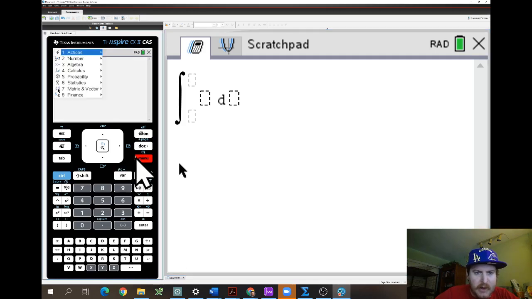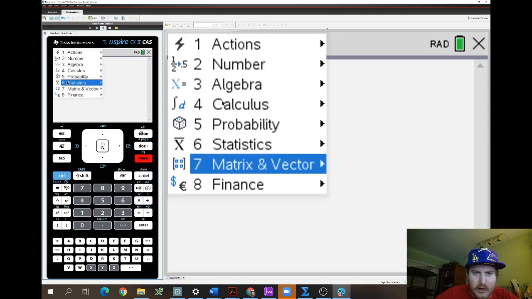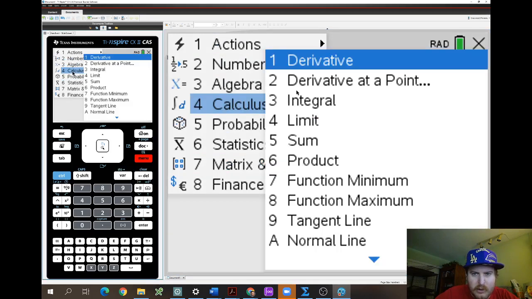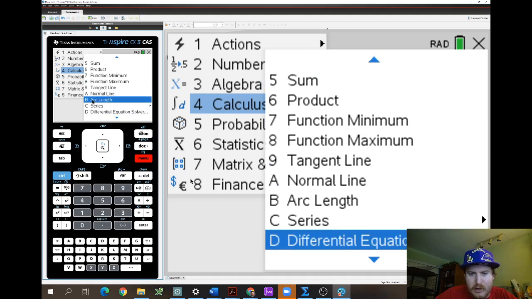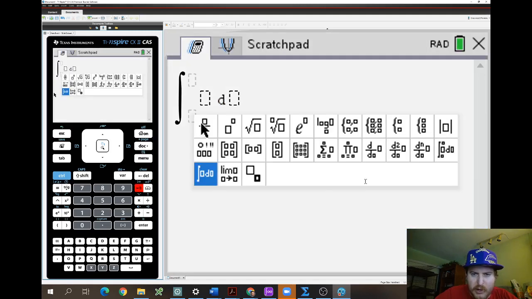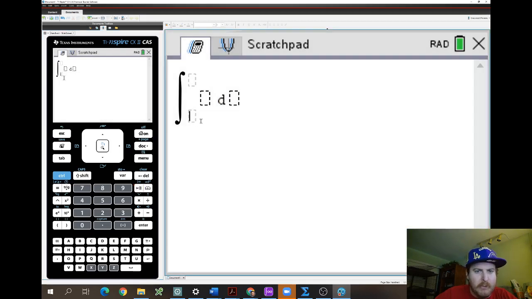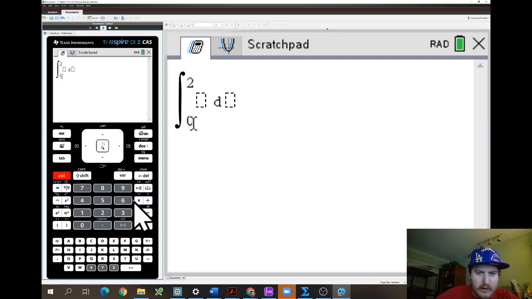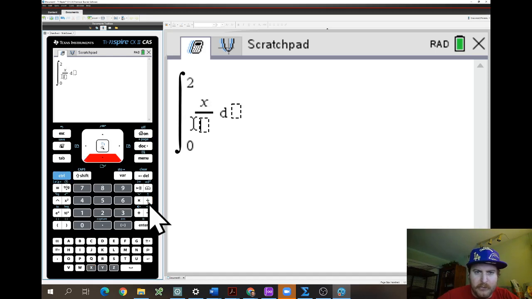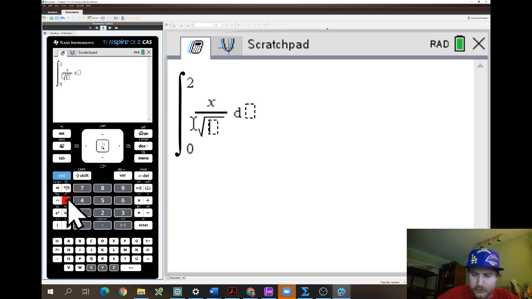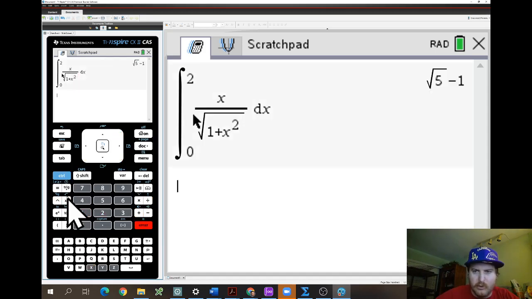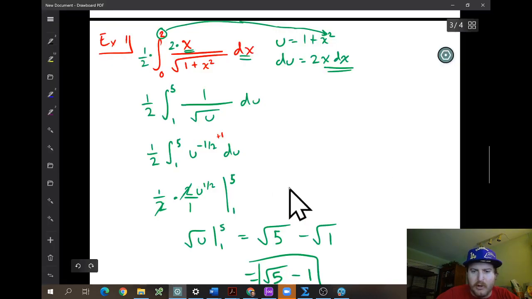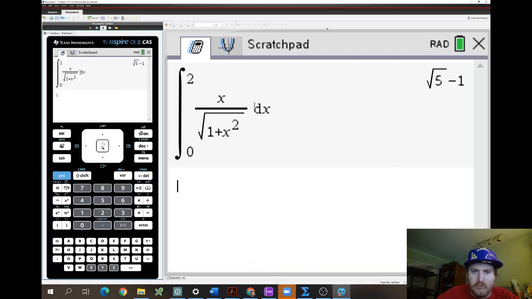If you ever get lost and can't find them, you can also look in menu under calculus, or a lot of these guys. So, integral, sum, whatever. But I really like doing this to the left of the book because we can see it visually and pick the exact one that we want. So this was the integral from 0 to 2. And then we'll hit control divide. And we had x divided by the square root of 1 plus x squared. And then we have dx. We get square root of 5 minus 1. And then we check our work. Yeah, that's what we had. So nice and simple, really not hard at all.